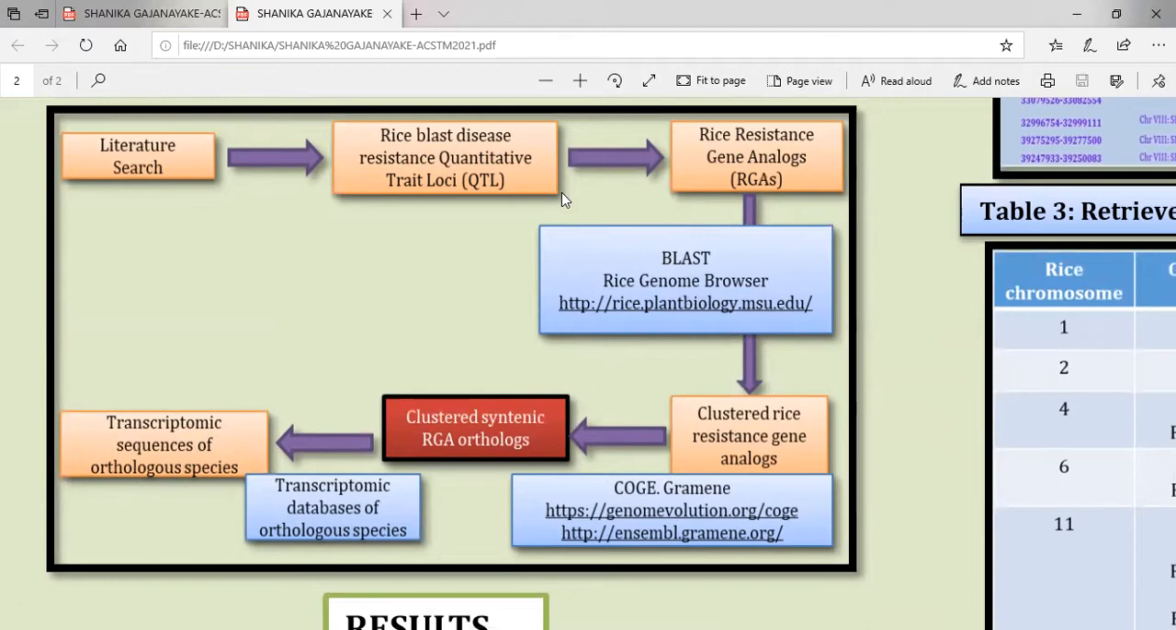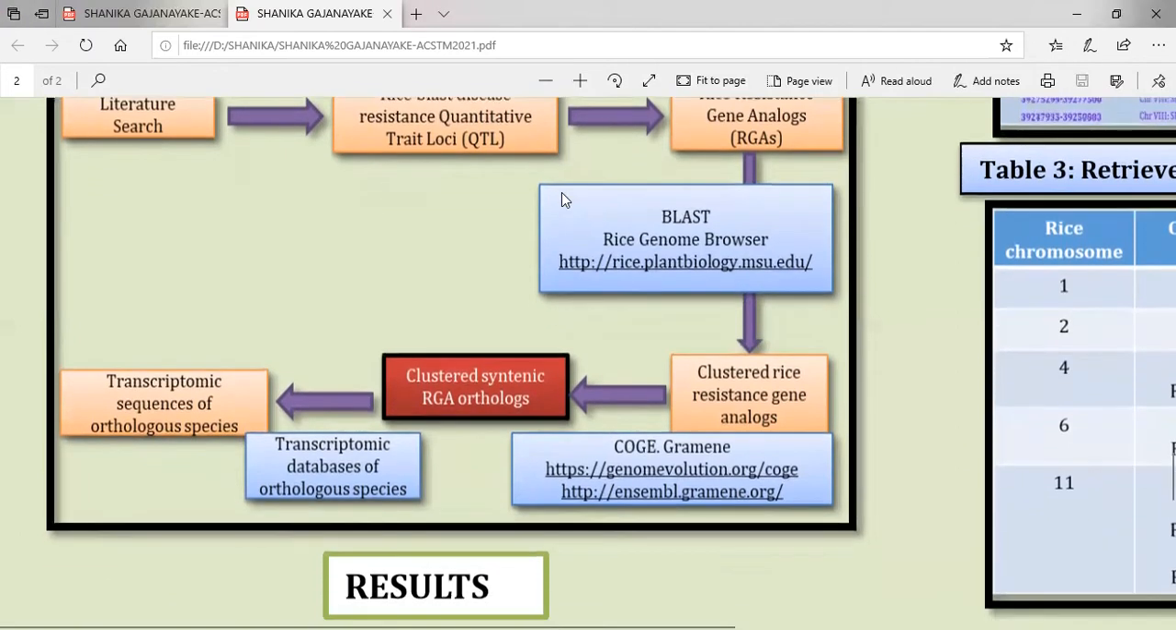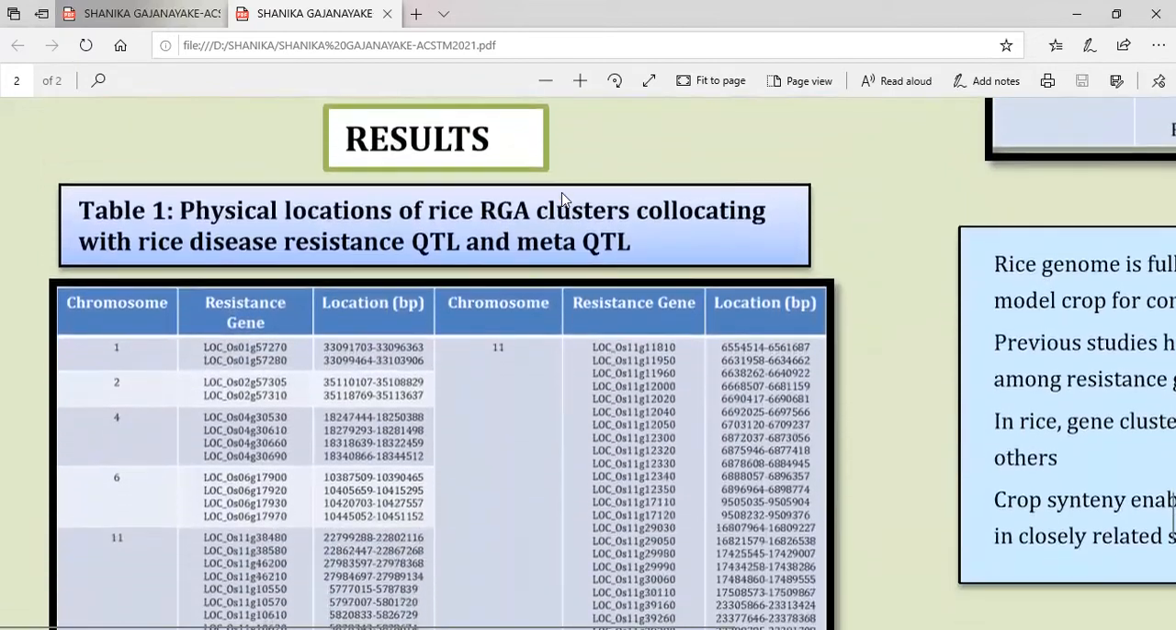Among the retrieved rice RGAs, RGA clusters were identified based on their location. Identified rice RGA clusters were used to perform a search in Gramene and CoGe synteny databases to identify syntenic orthologous RGA clusters in the selected species. The transcriptomic sequences of the retrieved orthologous R genes were searched in respective transcriptomic databases. The literature search identified 25 rice QTLs, most of them located in chromosome 11.